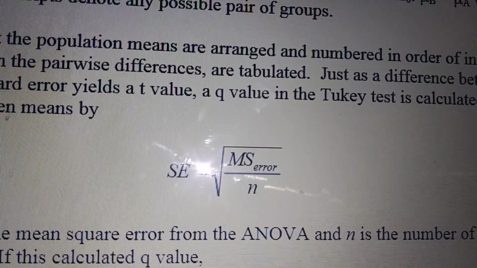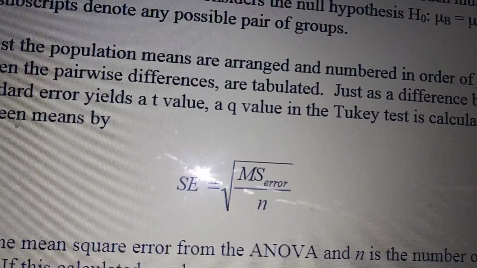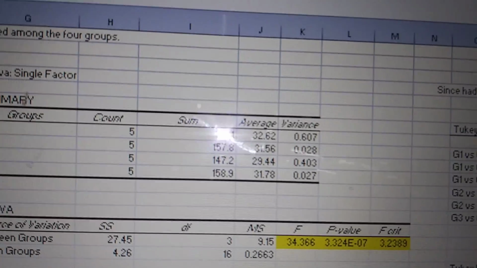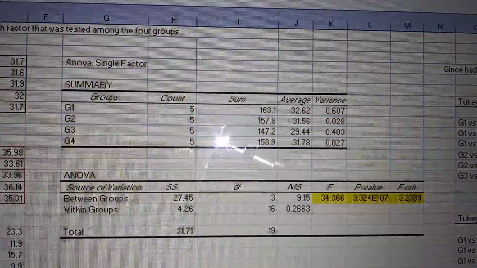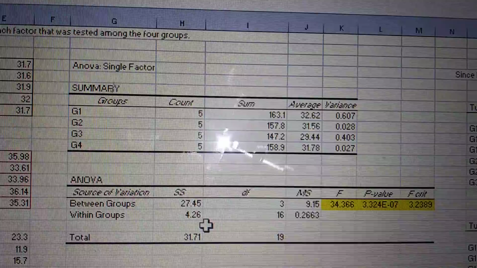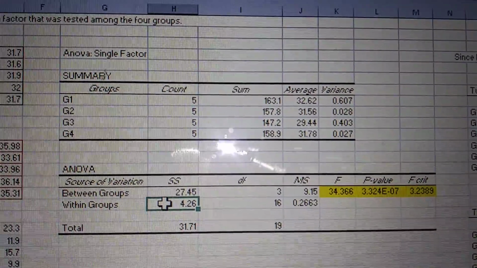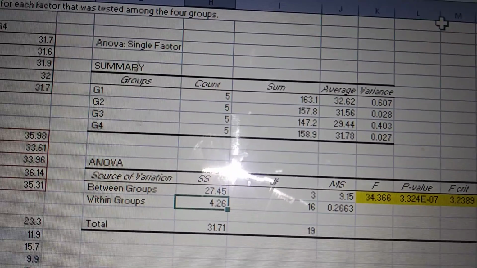But you just go in and you do MS error over N. Like it might be square root, and then you take the square root of that. You might be thinking, okay, what's MS error? MS error is the same thing as when you go over to your ANOVA that you just did for that particular chart. You go right here where it says within groups SS. This number right here is your MS error. Same exact number. And then you divide by N, which is 5.